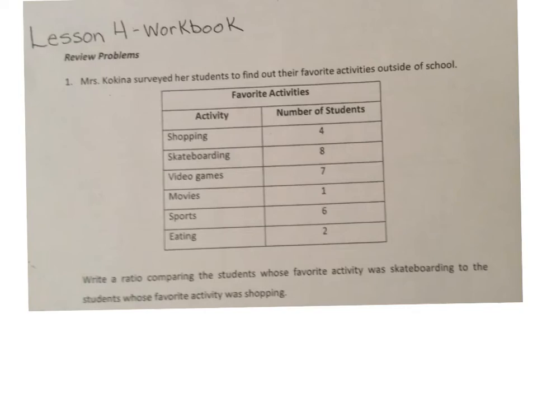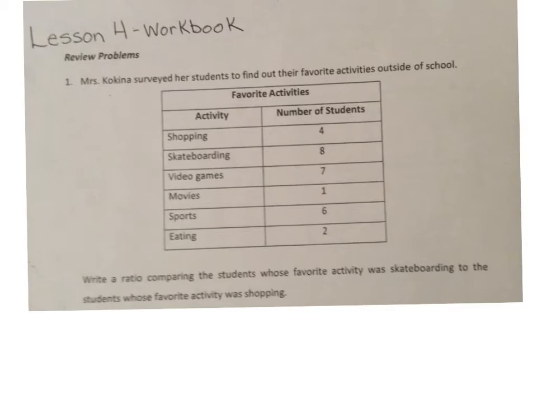Lesson 4 is a review of all the lessons we've done prior. So we're going to look at number 1. It says Mrs. Kokina surveyed her students to find out their favorite activities outside of school. And then basically there's a chart of all the activities and how many students like those activities. We are supposed to write a ratio comparing the students whose favorite activity was skateboarding to the students whose favorite activity was shopping. So again, we want to read that statement really closely.